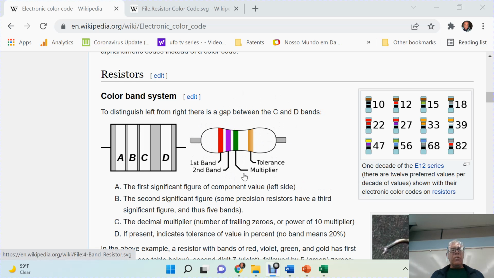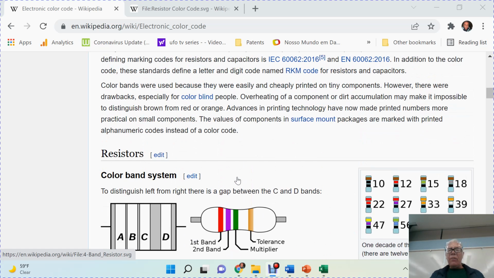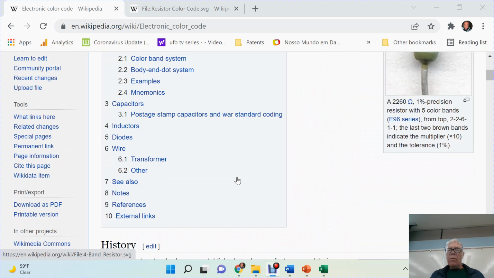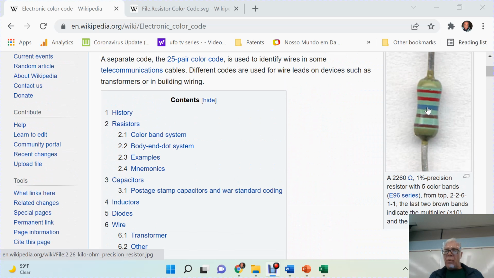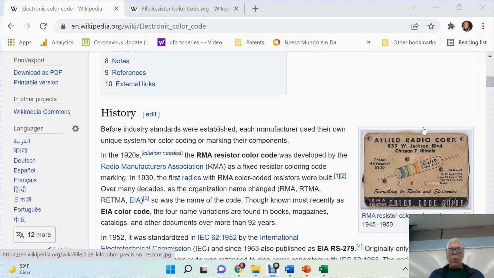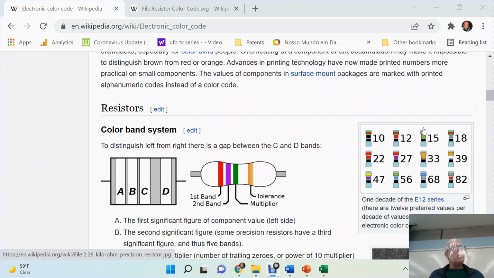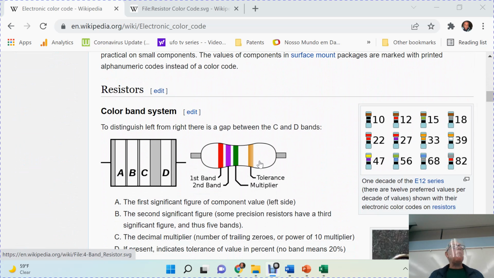Most resistors have four color bands, but there are resistors that have five and even six. This one here, how many do we have? One, two, three, four, five. Yes, this one has five. But the resistors that we work with have only four. Each color represents a number for the resistor, and you have to learn how to read that.